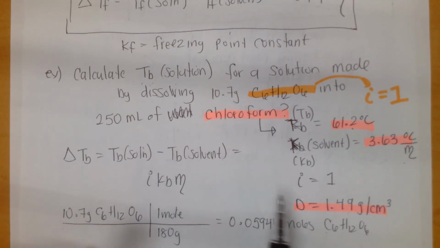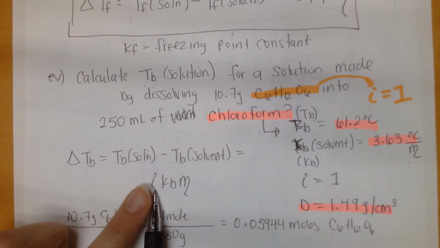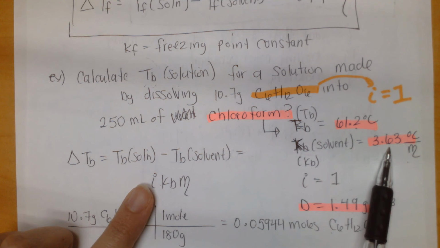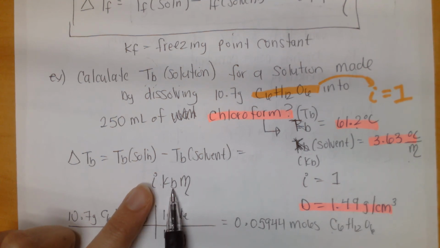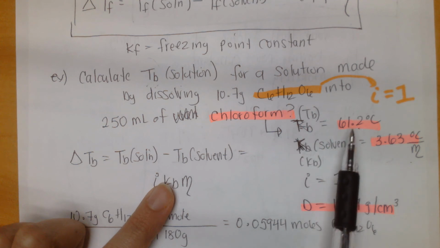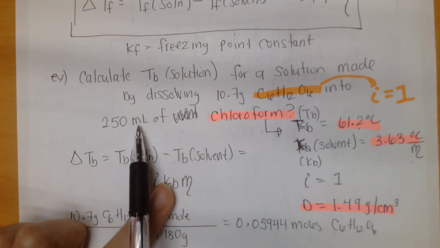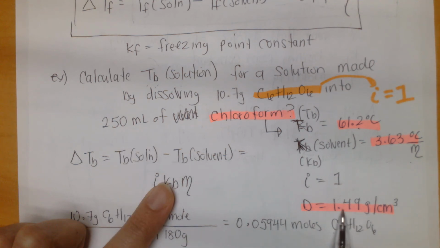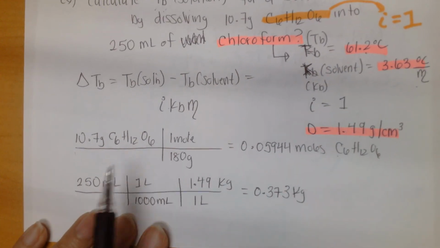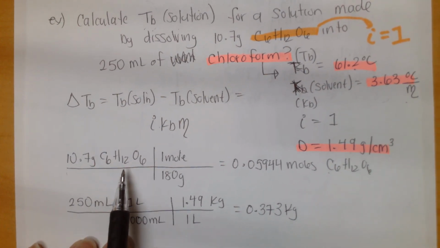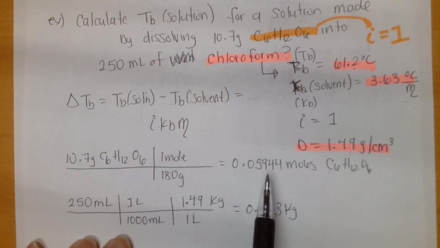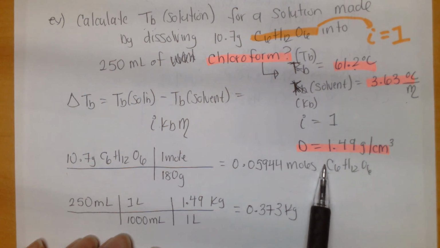Okay, so if we look, we have i, that's 1. We'll plug that in. We have KB, that's the 3.63. We would plug that in there. So we have our boiling temperature of our solvent. That goes there. We're solving for this, so all we need to calculate is m. So we're going to take this and turn it into moles. That's the first thing I did: 10.7 grams of C6H12O6 divided by the molar mass to give me my 0.05944 moles of C6H12O6. And so that's step 1.